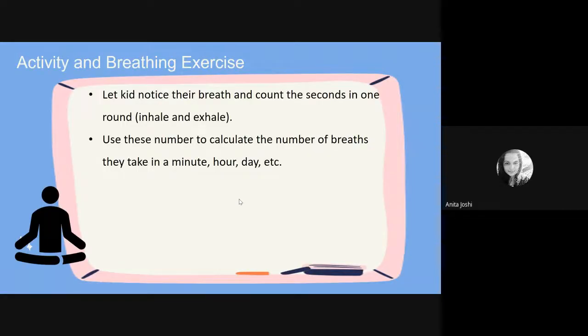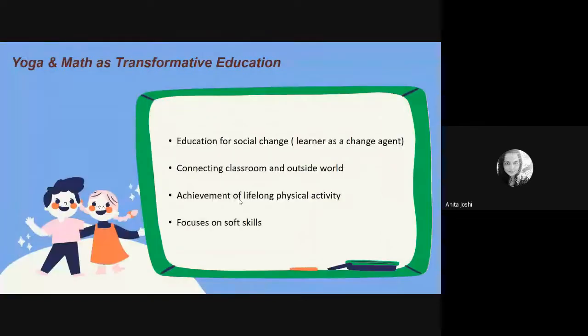And these are all the activities I have come up with. Furthermore, yoga can be used for transformative education. When we teach our kids yoga, even for mathematical purposes or whatever purpose, they are doing it and learning something good, which is again good for our social change. So here the learner is a change agent.